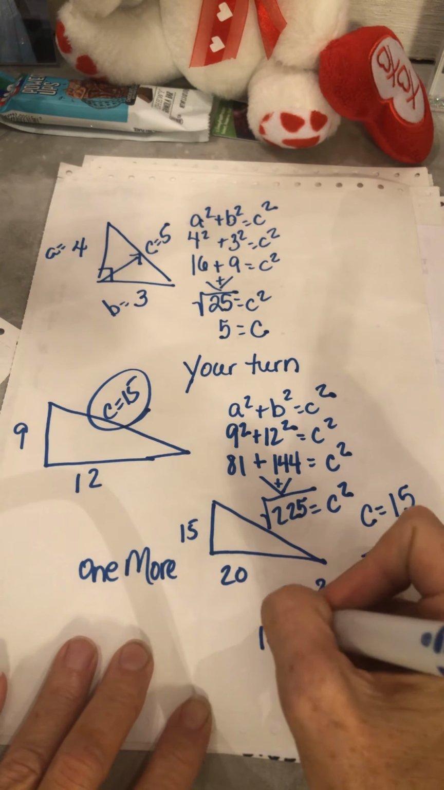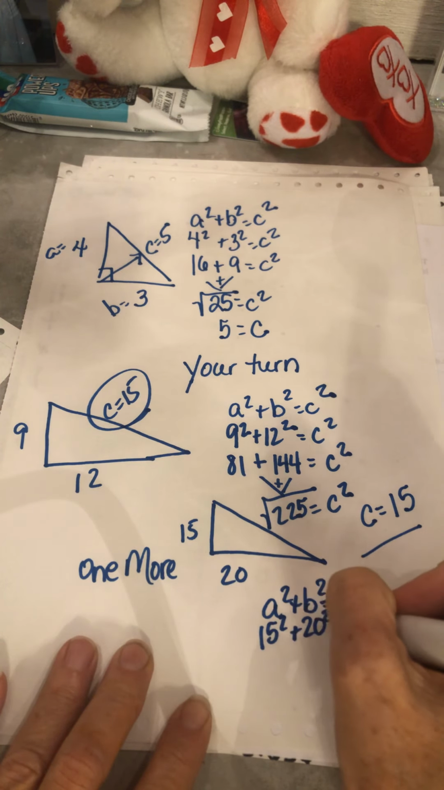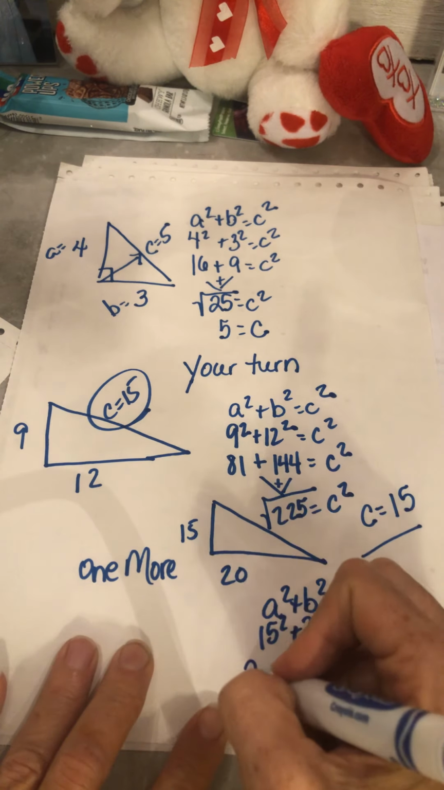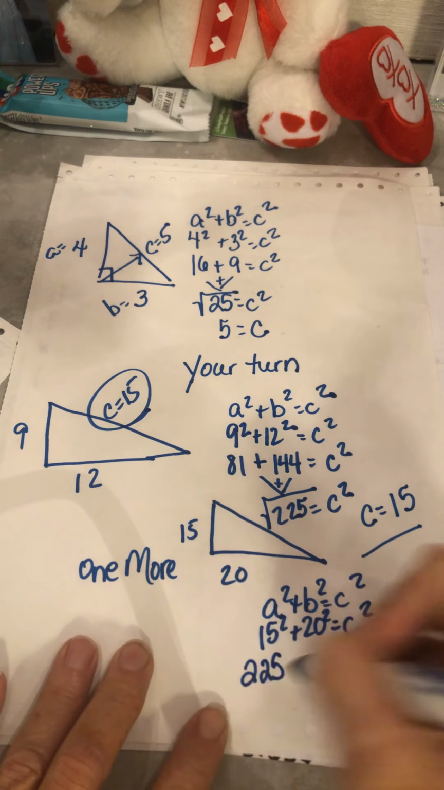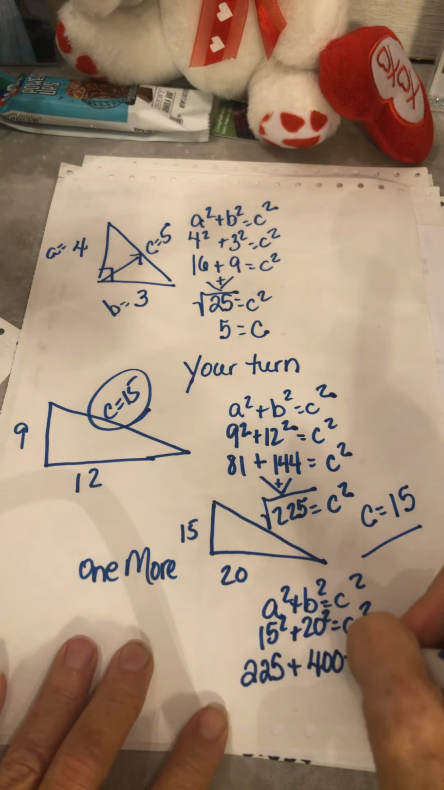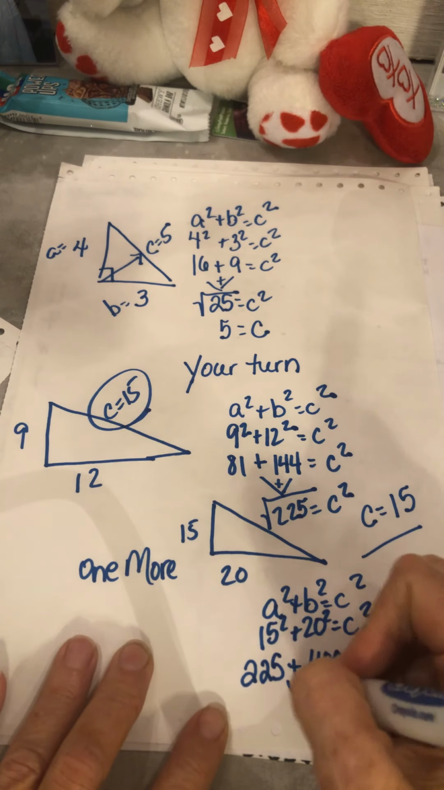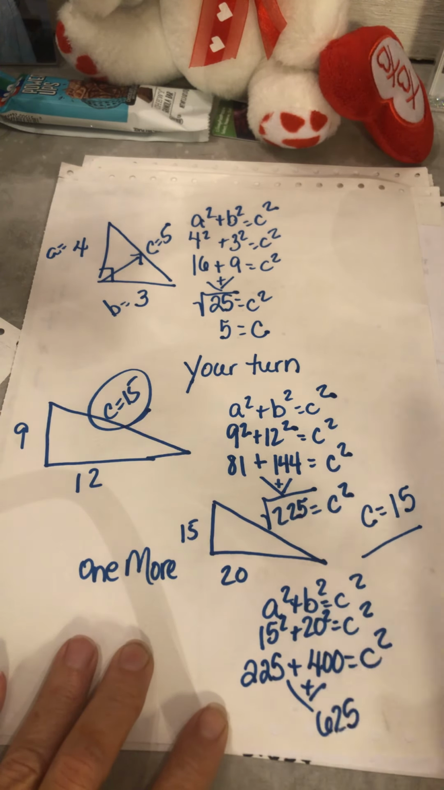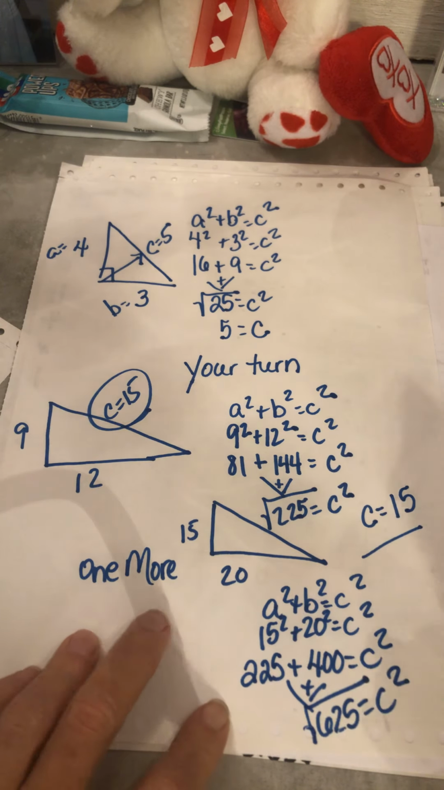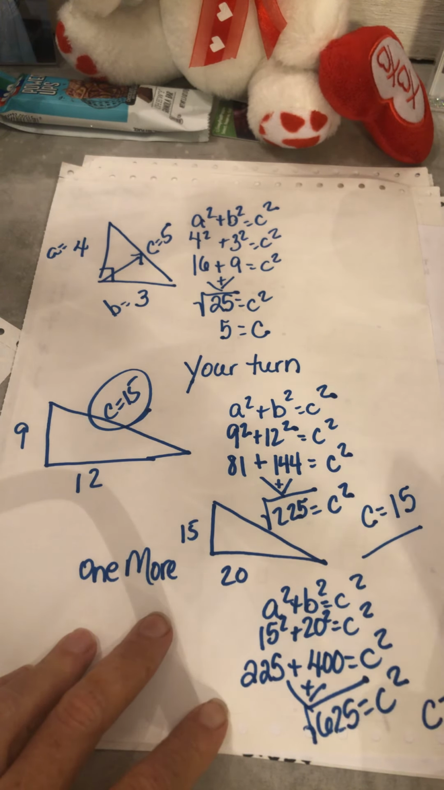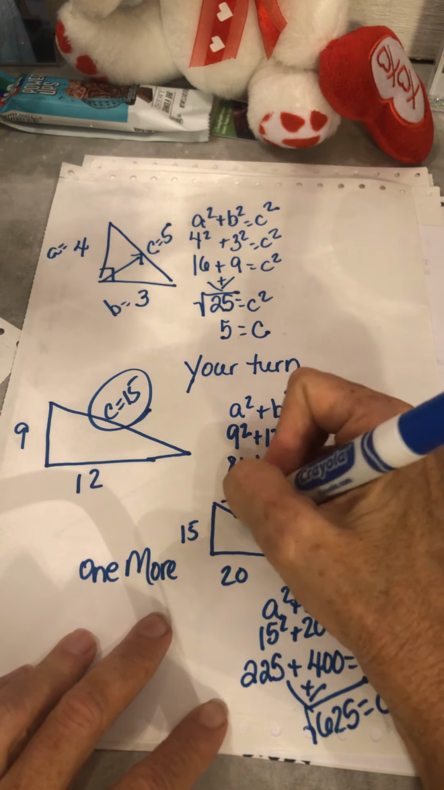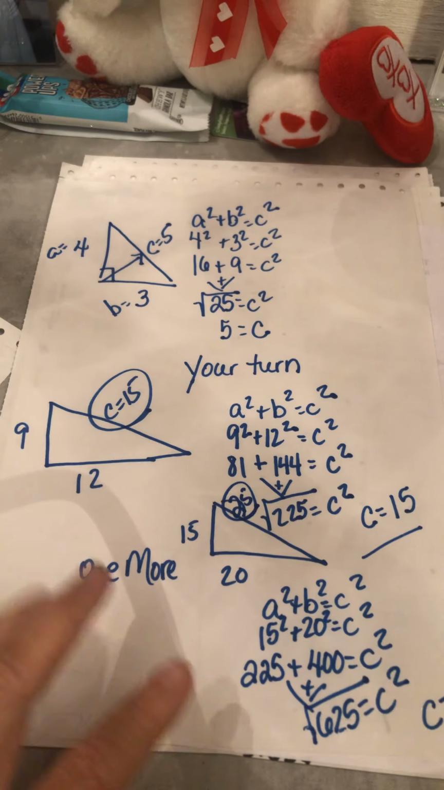Here, I'm writing my formula again, it always helps. 15 squared, 20 squared. 15 squared, hey, we just did it right here. The square root of 225 is 15, so 15 squared is 225. 20 times 20 is 400. Add these up. I get 625. Get the square root. What times what gives me 625? And the answer is 25. So I kind of ran out of room. I wrote here. That would be 25.